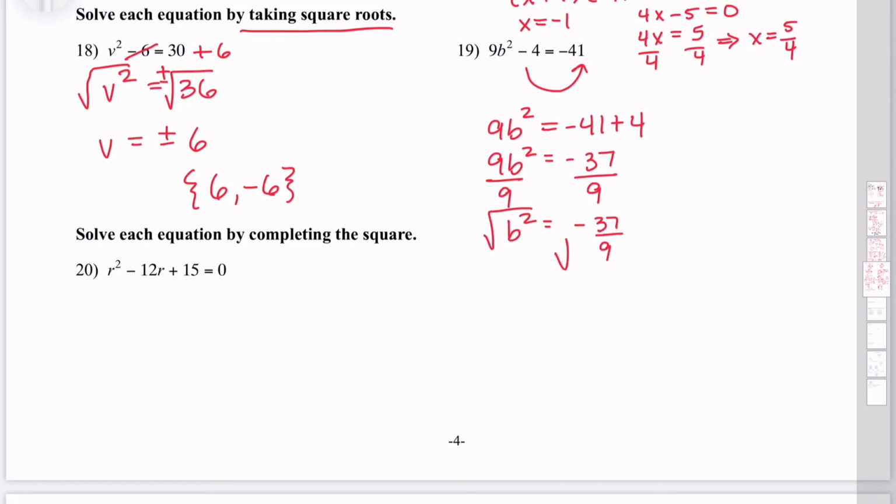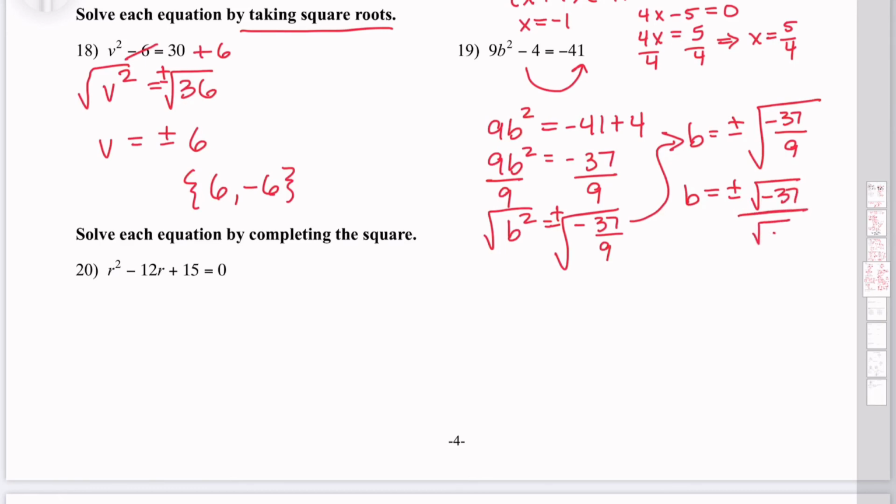Square root both sides. Don't forget the plus or minus. So we are left with b equals plus or minus the square root of negative 37 over 9. Now, since we've already been introduced to imaginary numbers, it's okay to have a negative in the radical. We're just going to simplify and rewrite like this: negative 37 over the square root of 9.